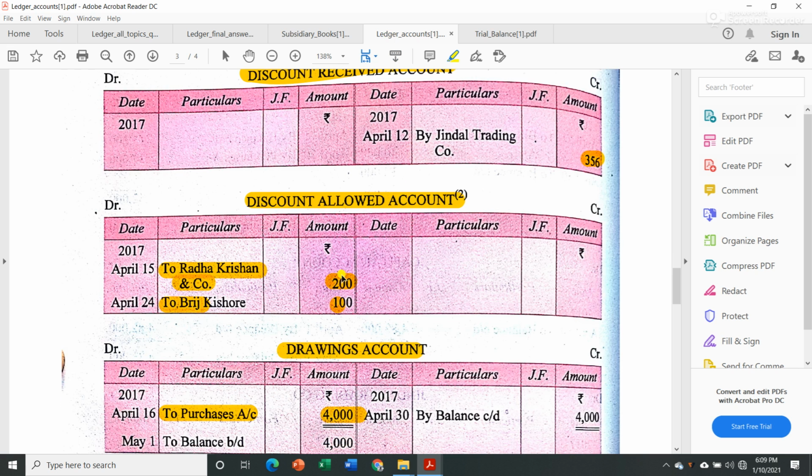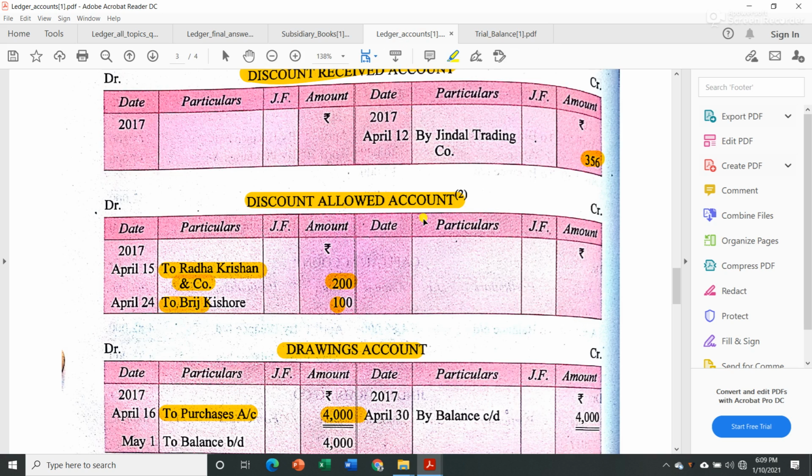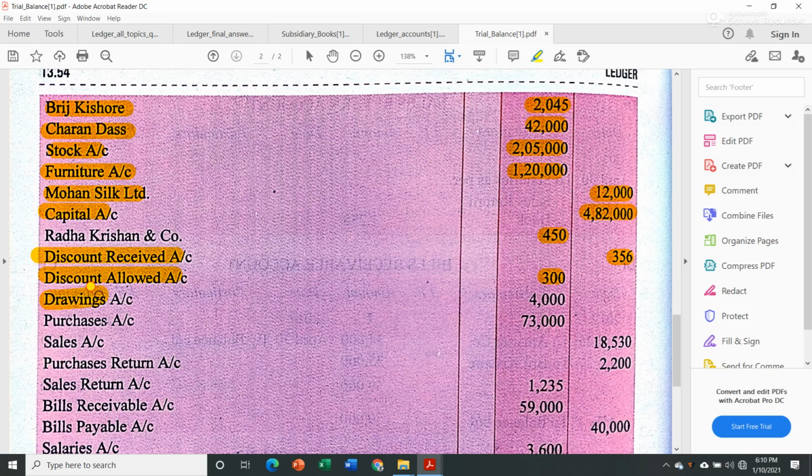Then next we have discount allowed. This is also showing 300, 200 plus 100, 300 of debit balance. Debit balance means it is appearing on the debit side. That means it is showing debit balance. So we will write discount allowed account 300 on the debit side. The next we have drawings account. It is showing debit balance of 4,000. So we will write drawings account debit balance of 4,000.